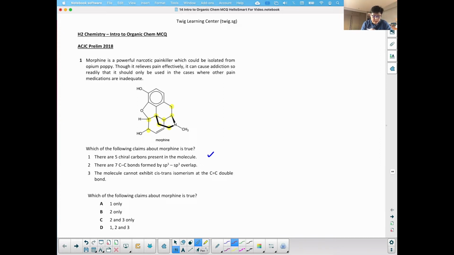So are there 7 C-C bonds from sp3 overlap? 1, 2, 3, 4, 5, 6, 7. Can you see that? There are actually 7. So this is also true.